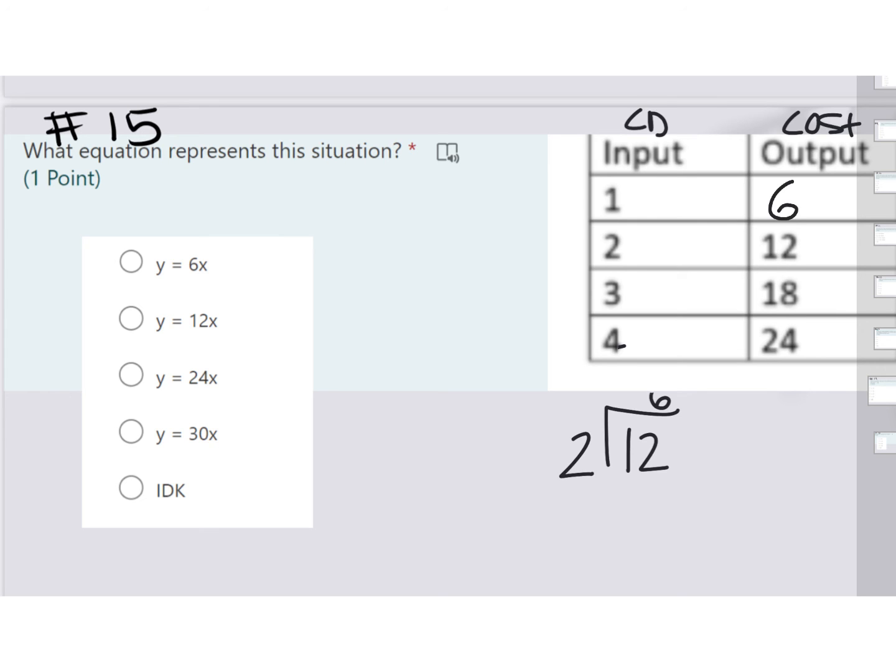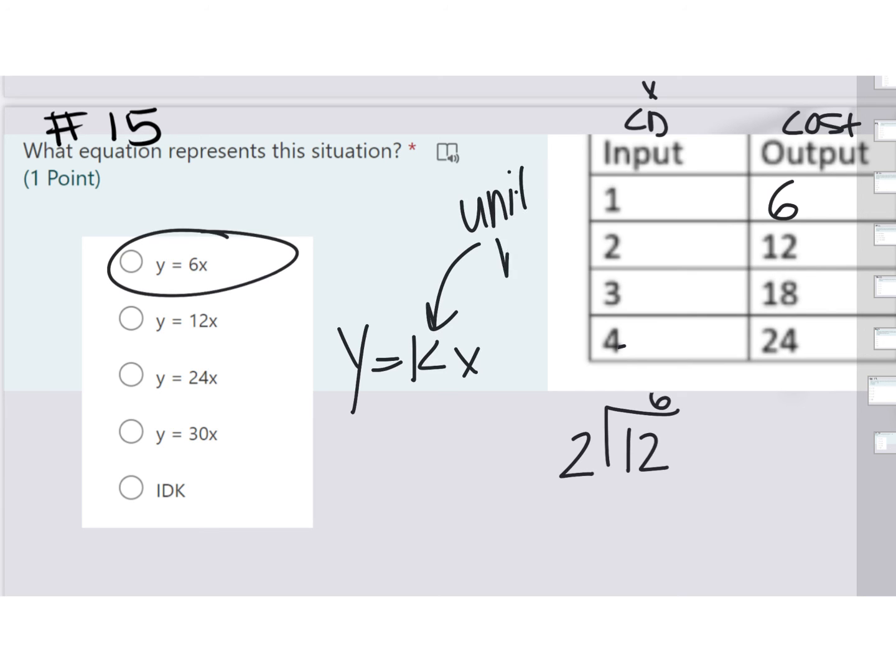So we just found that when our input, or x, is 1, our y is 6. So remember, when we write our equation y = kx, this k, this number, that's our unit rate, which we just found was 6. So all we're doing is plugging a 6 right there into that equation.